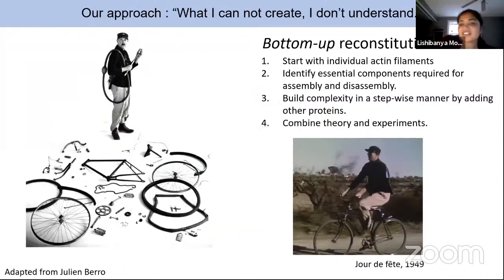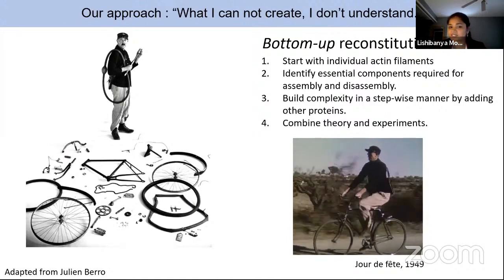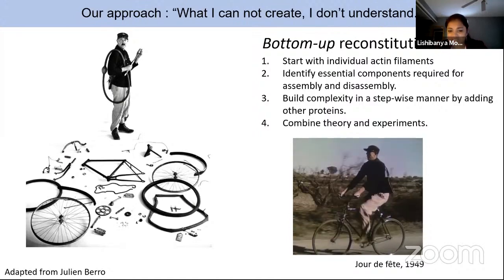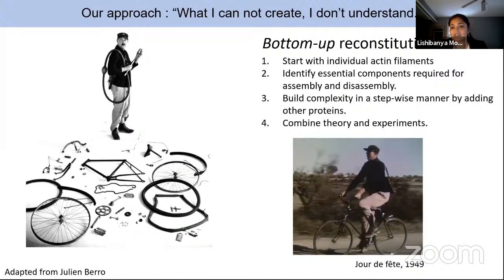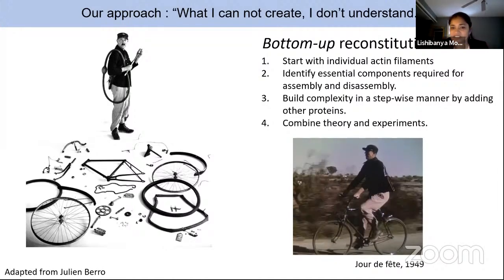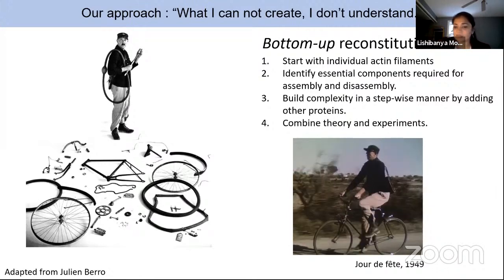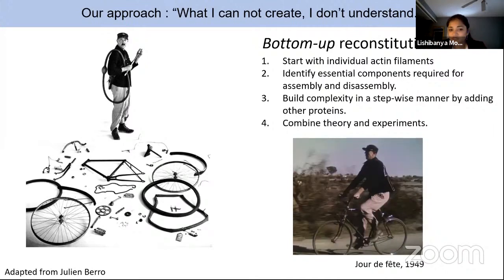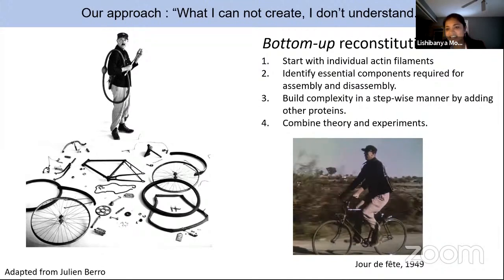So our approach in getting at this question is going to be a bottom-up approach. We want to start with individual filaments. That's akin to, if you want to make a bicycle, you can make them out of so many different types of components. So we're going to start with first identifying what are the essential components required for assembly and disassembly. And then we're going to add other proteins in a stepwise manner to build up complexity. The goal here is to use quantitative methods and use theory to guide and design our experiments.